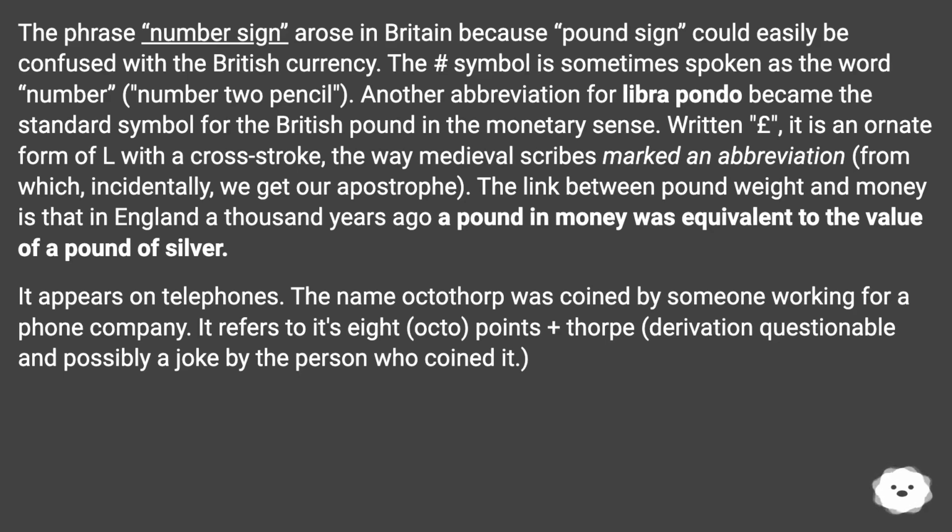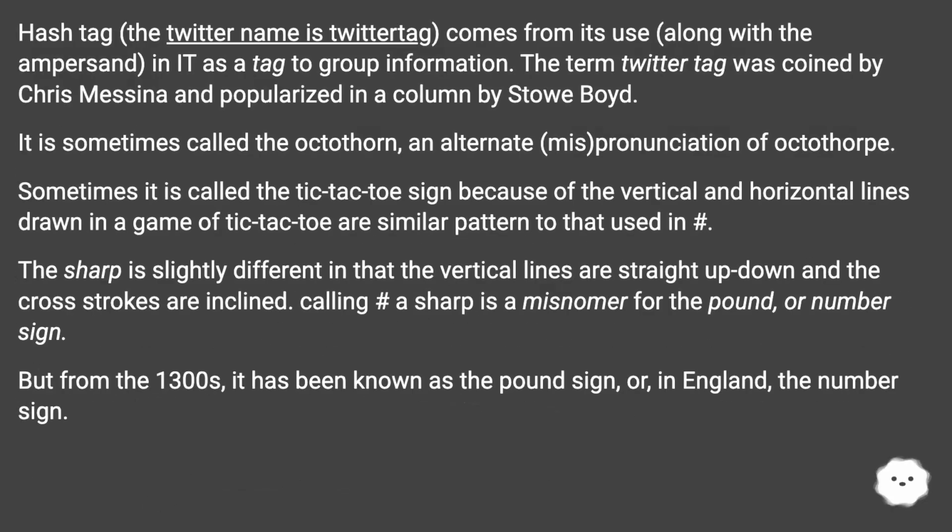It appears on telephones. The name octothorpe was coined by someone working for a phone company. It refers to its 8 points, octo, plus thorpe, derivation questionable and possibly a joke by the person who coined it. Hashtag, the Twitter name, comes from its use, along with the ampersand, in IRC as a tag to group information. The term Twitter tag was coined by Chris Messina and popularized in a column by Stowe Boyd. It is sometimes called the octothorn, an alternate mispronunciation of octothorpe.